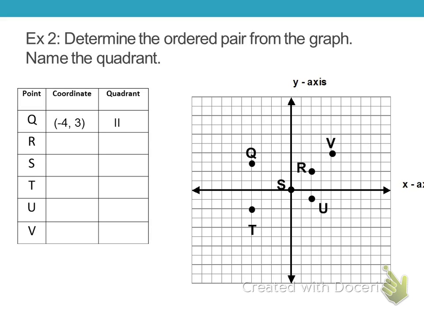All right, how would I get to point R? Right 2, up 2. So what's the ordered pair? (2, 2). With a comma in the middle, parentheses around it. What quadrant is point R in? 1. What is the ordered pair for S? (0, 0). And that is not in a quadrant. If you put origin, that would be fine.